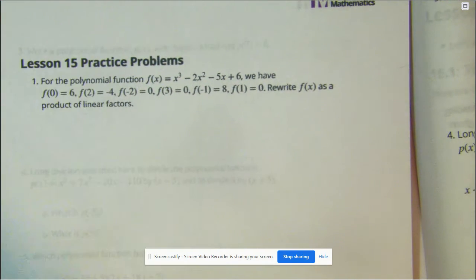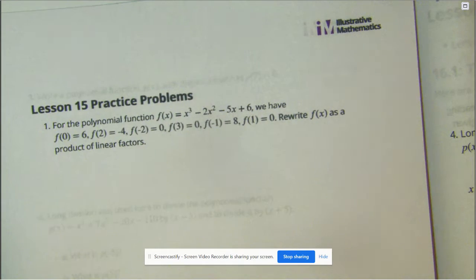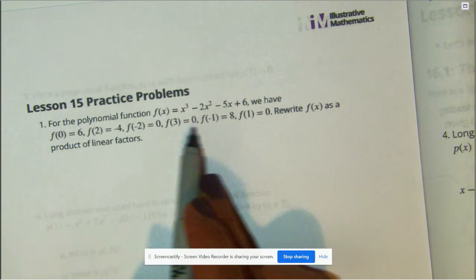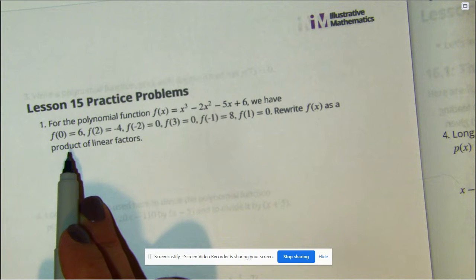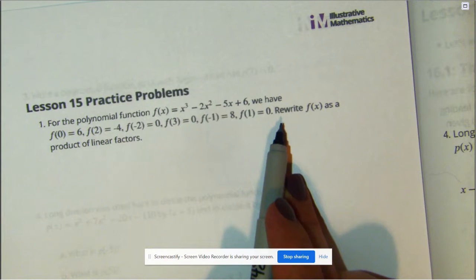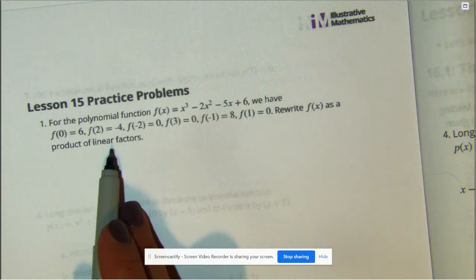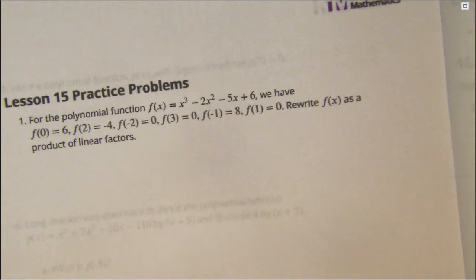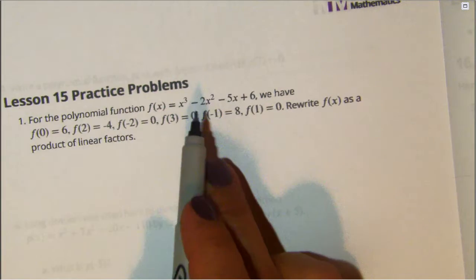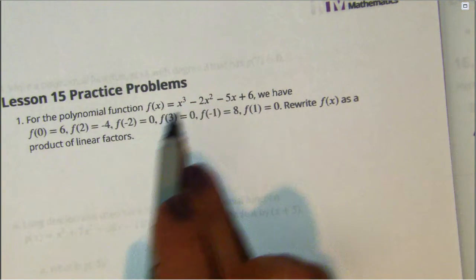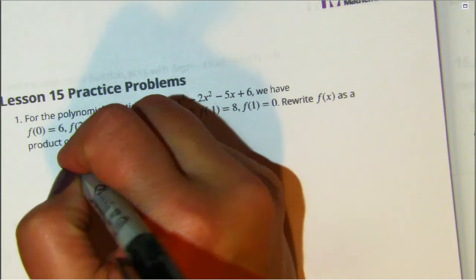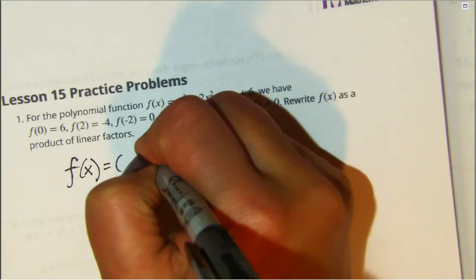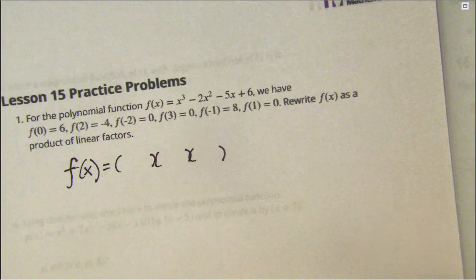I'm going to be doing the lesson 15 practice problems. Number one, it gives us a polynomial in standard form and then a bunch of function notation of points. And then it asks us to rewrite it as a product of linear factors. Let me zoom in a little bit here and focus a little bit better. First of all, this is an x to the third in standard form, which means if I'm going to rewrite it as a product of linear factors, it's going to have 3, like this: 1, 2, 3.